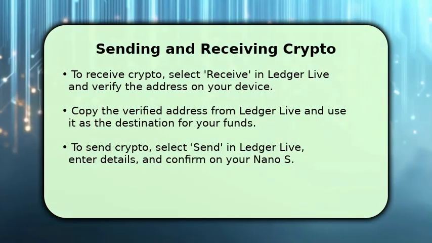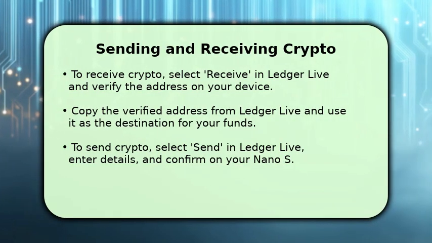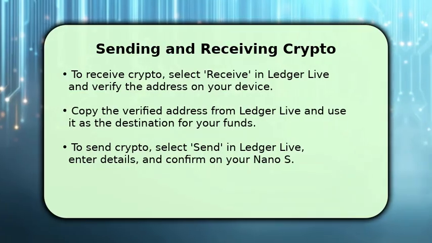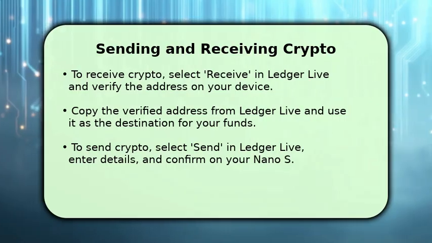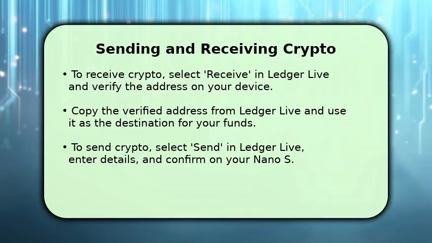To receive cryptocurrency, open Ledger Live, select the Receive option, and choose the account. Your Ledger Nano S will display a receiving address. Always verify this address matches what's shown in Ledger Live. Copy this verified address to send funds to your ledger.